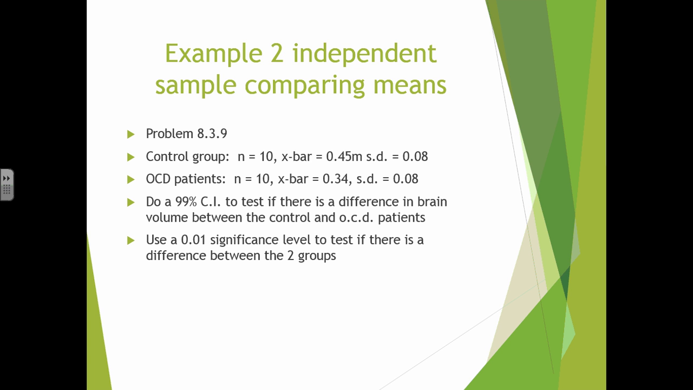In each case, we took 10 patients. The average brain volume for the control group is 0.45 with a standard deviation of 0.08. And for the obsessive-compulsive patients, the sample mean was 0.34 and the standard deviation was 0.08. We are going to do a 99% confidence interval to see if there's a difference, and we're also going to do a hypothesis test to see if they're different.